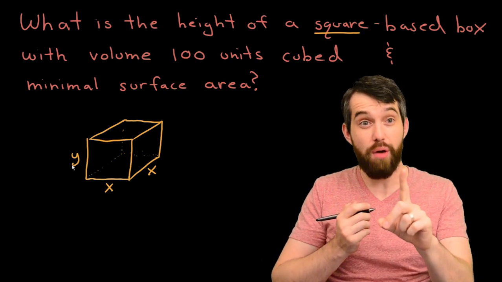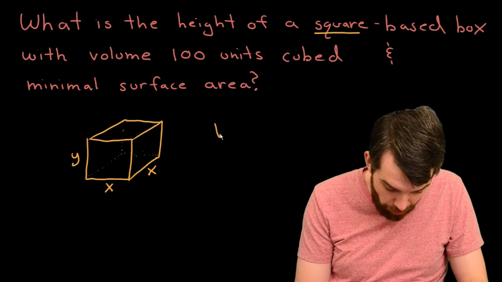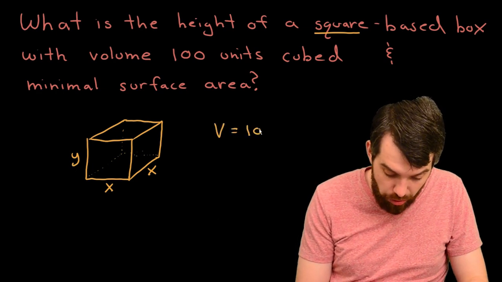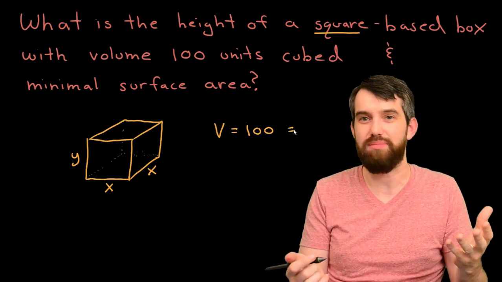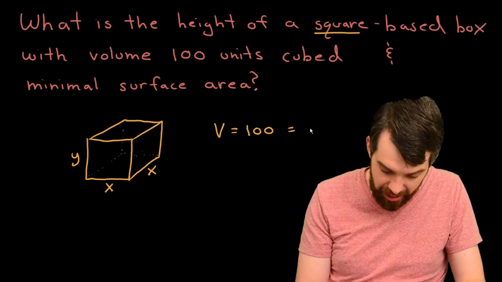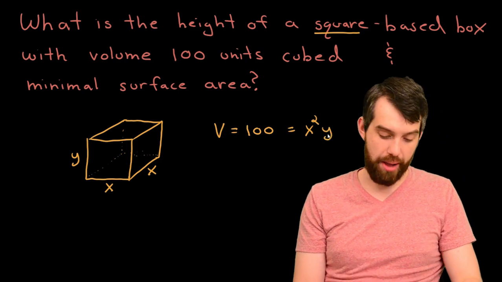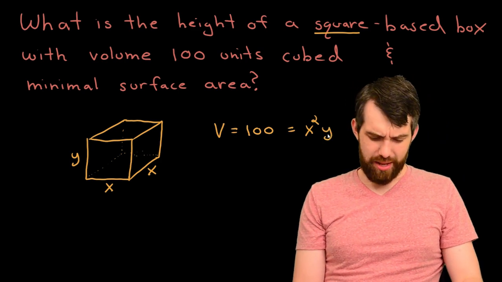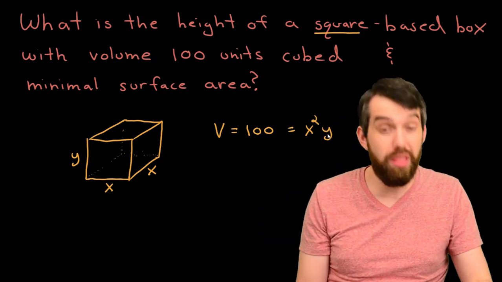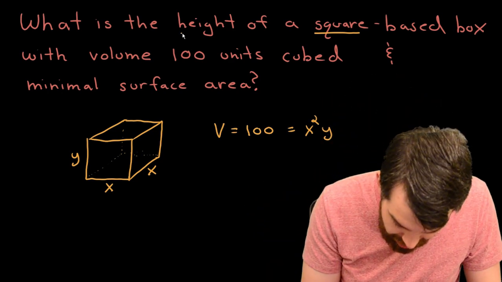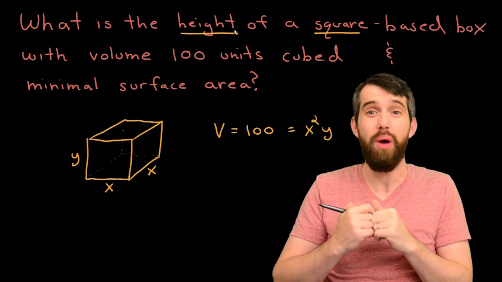All right, now let's write down a couple of different equations. First, my constraining equation, the volume equation. The volume, which we're told is equal to 100. Now, the volume of a box, we know what that is: length times width times height, so x times x, so x squared, multiplied by y. Now, I could solve this for either x or y, but notice that the question asks for the height of this thing. I'm asking for what y is. That's what I want as my final answer.